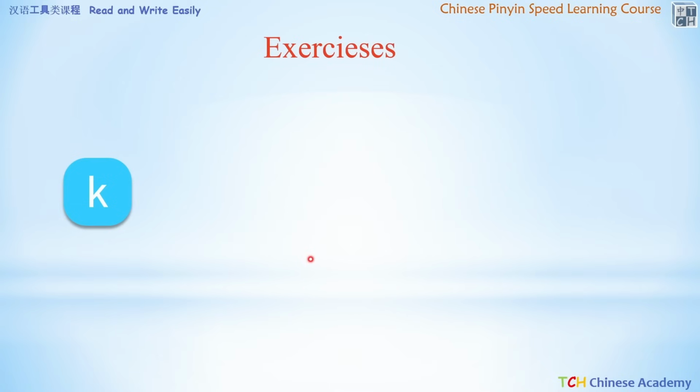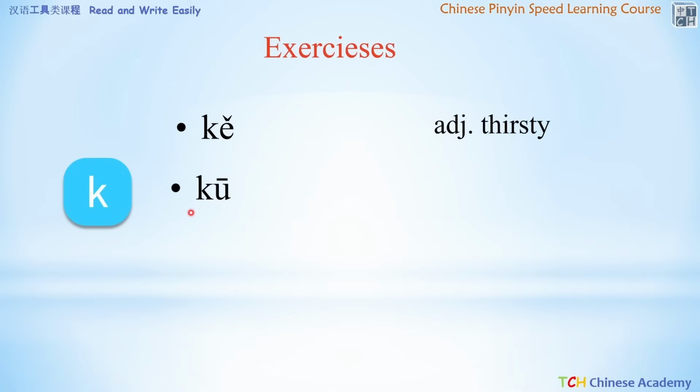Now let's do some exercises with K. The first one is ke. This letter E is pronounced with a third tone. So K, e, 渴. That means thirsty.